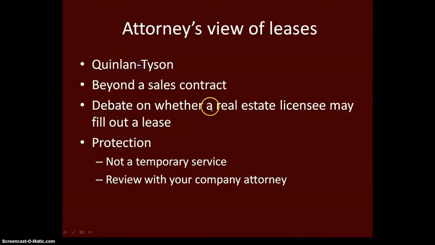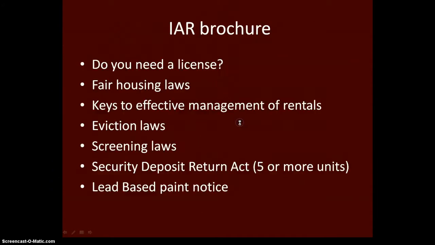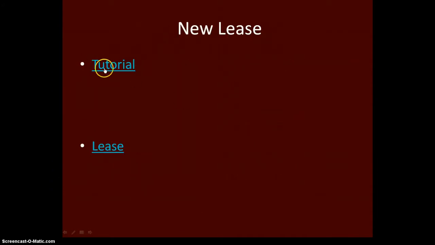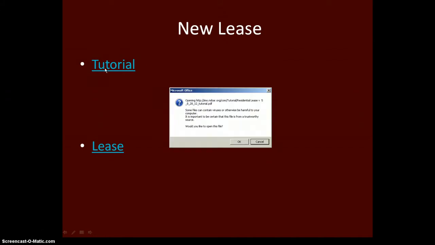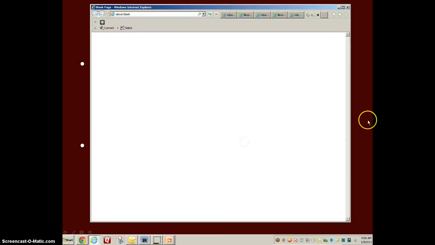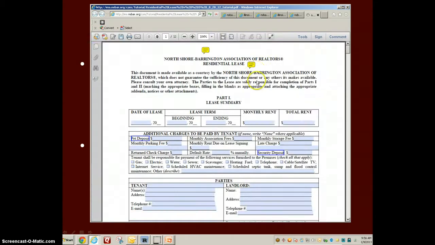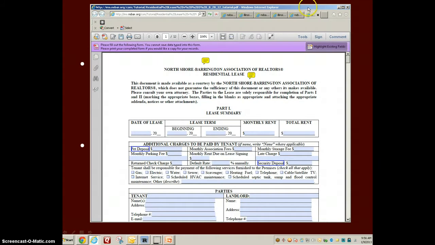Hello, this is part 2 of the NSBAR new lease information. Let's go back to where we were before, going into the tutorial. This is where we left off. You will open up the tutorial on the web page, which you saw in part 1 on how to get to. Now we're going to start going over the lease itself.